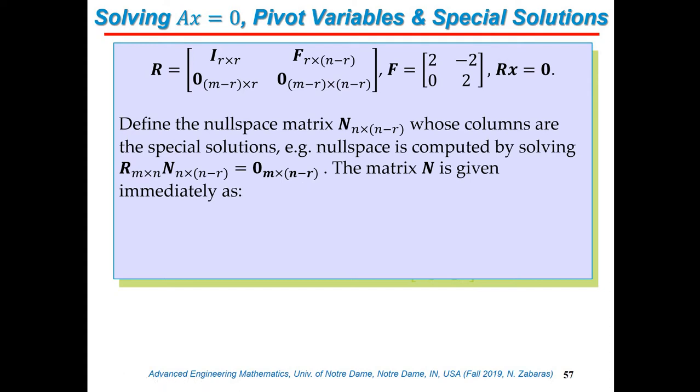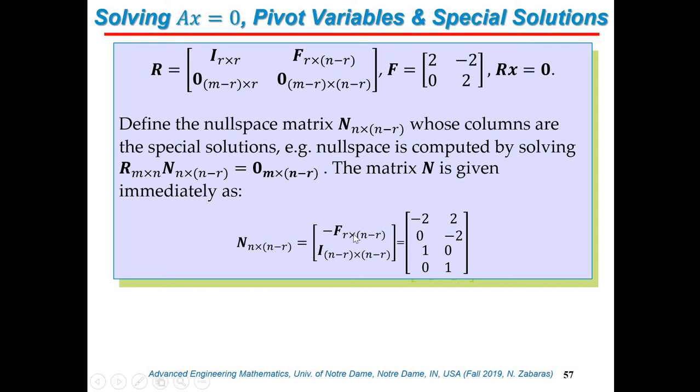So you know what? I can write directly the solution to this problem by just looking at the matrix R, and the solution N that contains my special solutions to the null space problem is minus F and I, where this particular I has dimensionality n minus r times n minus r.